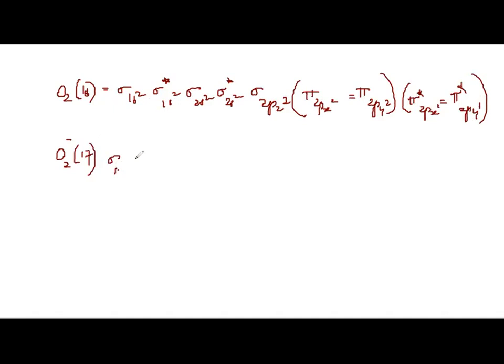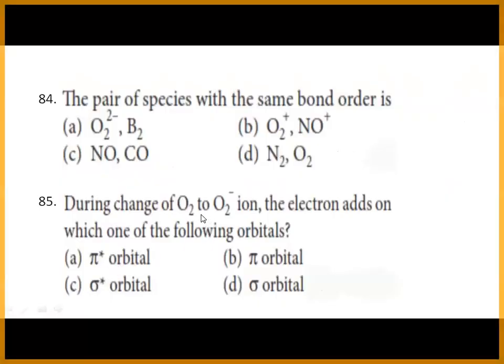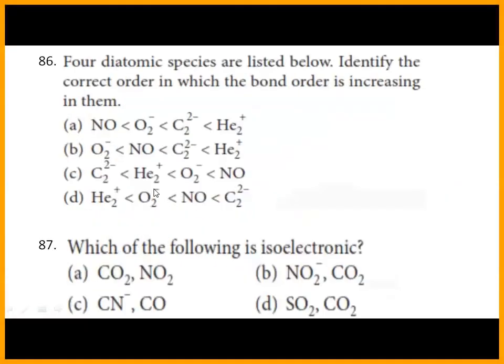So sigma 1s2, sigma star 1s2, sigma 2s2, sigma star 2s2, sigma 2pz2, pi 2px2 equal to pi 2py2, pi star 2px has 1 electron, pi star 2py has 1 electron. Minus 1 means addition of 1 electron, both are half filled, so one will be filled. So it is filled in which orbital? It is filled in pi star 2px. So which is the correct option? The electron is filled in pi star 2px orbital.